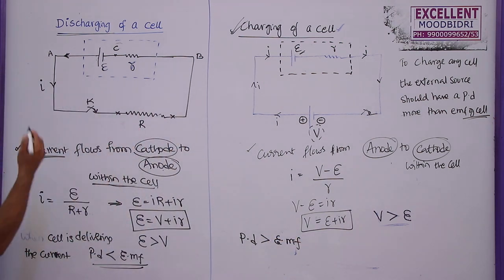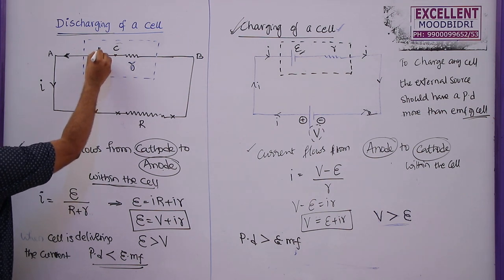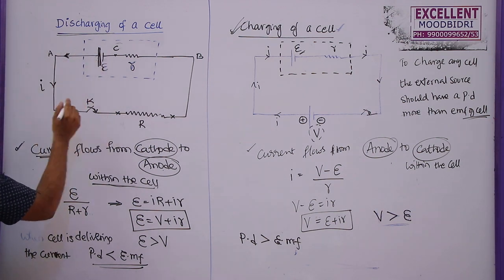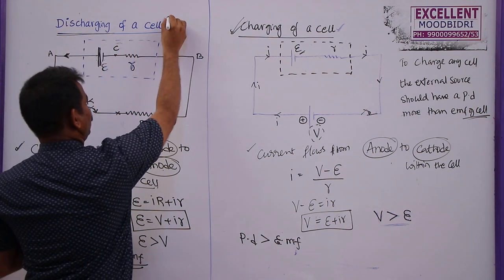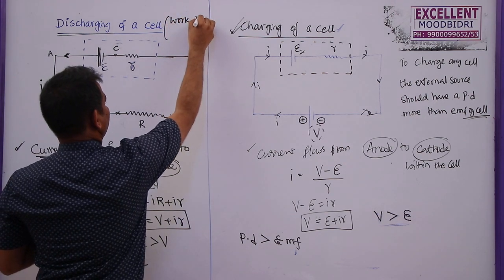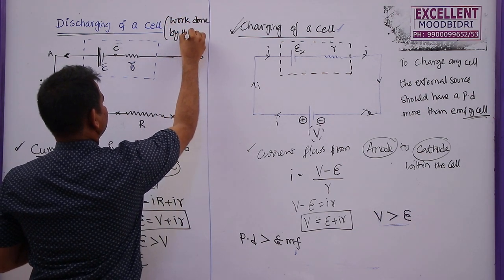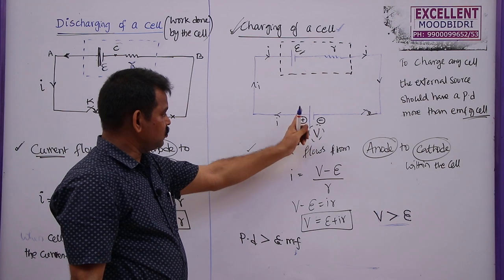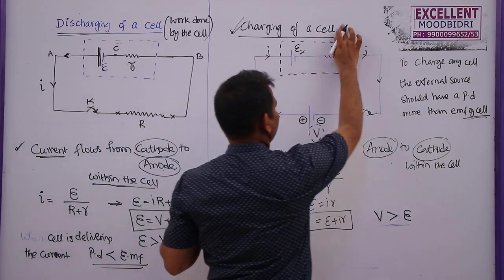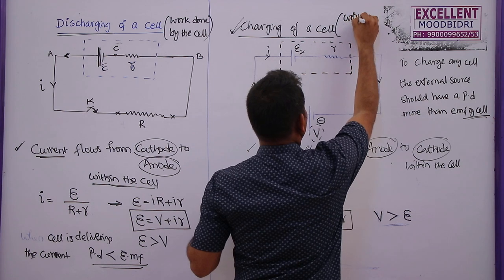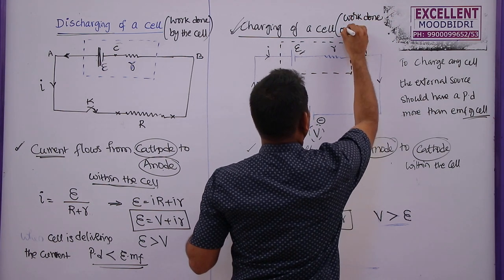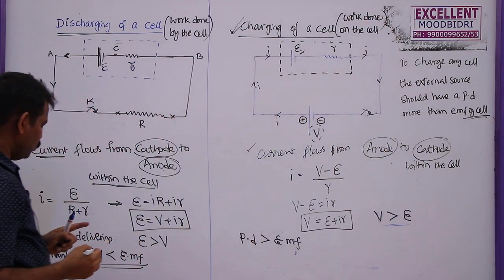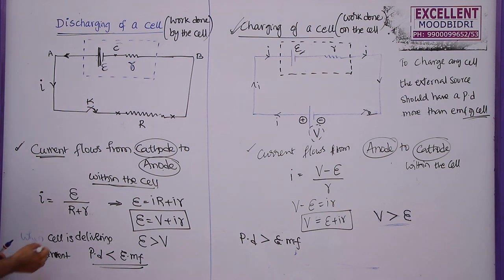You can see here, the cell is doing some work. That means it is sending the charge or current to the external circuit. So discharging means work is done by the battery, work done by the cell. Whereas charging of a cell means some external source is doing some work on the cell. This is work done on the cell.